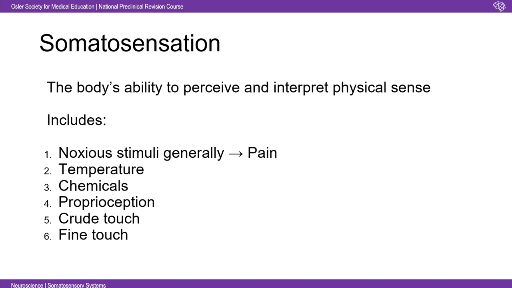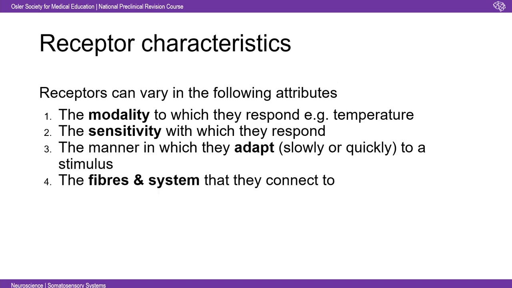And importantly, all of these different modalities of somatosensation are transduced by different receptors, and then they're often split into different systems based on how they get up the spinal cord. So the neuroanatomy is really illustrative.